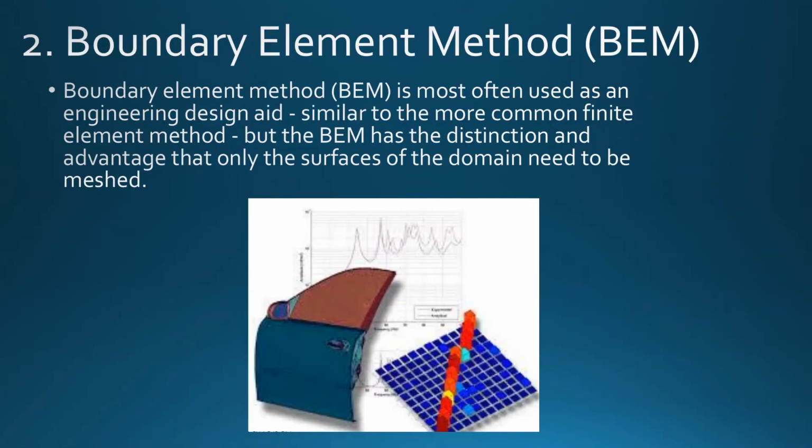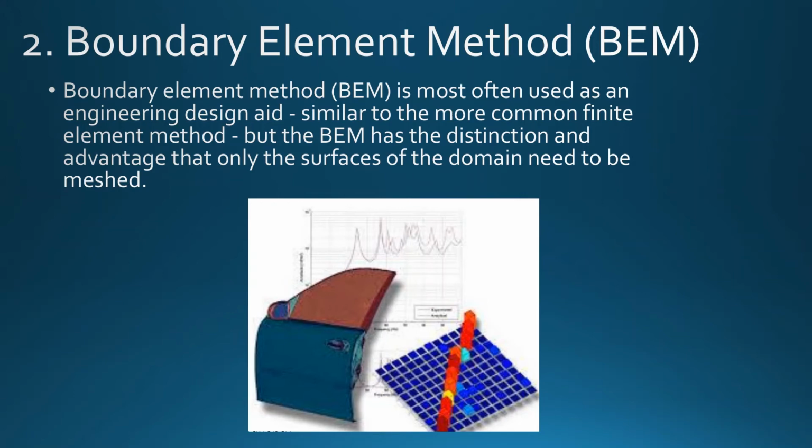The next one is the boundary element method. The boundary element method is most often used as an engineering design aid, similar to the more common finite element method. But the BEM, that is the boundary element method, has a distinction and advantage that only the surface of the domain needs to be meshed. So in this method, we are only going to mesh the surface. We do not need to mesh the whole geometry. We just create the surface of the geometry and then mesh that. Only the surface, no need to go into the bulk.